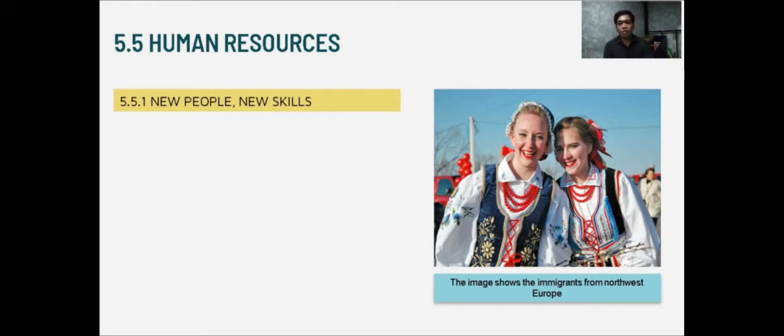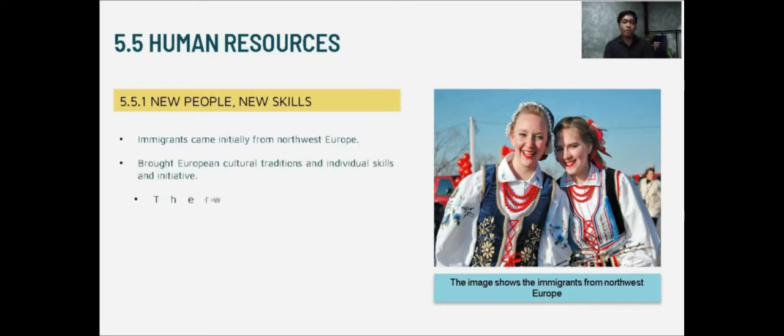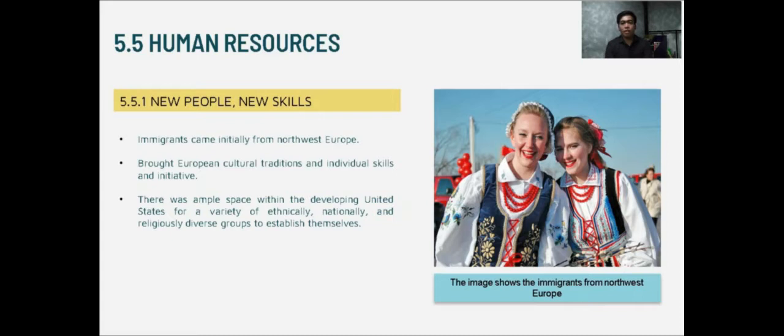The variety of richness of North American natural resources such as minerals, climate, and soils combined with diverse stream of immigrants to build farm work of expansion, exploration, and development. Okay, now let's talk about the new people and what are the new skills. So immigrants came initially from Northern Europe. They brought European culture, traditions, and individual skills and initiatives. There was ample space within developing United States for a variety of ethnically, nationally, religiously diverse groups to establish themselves.